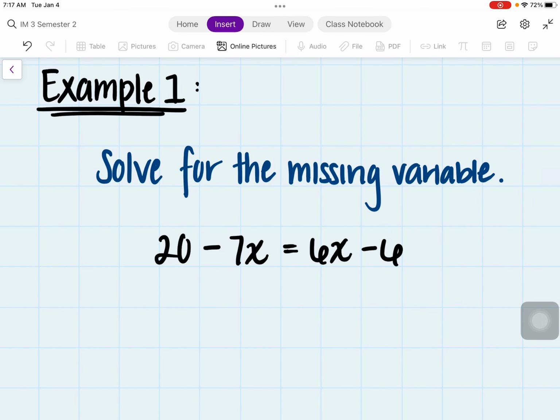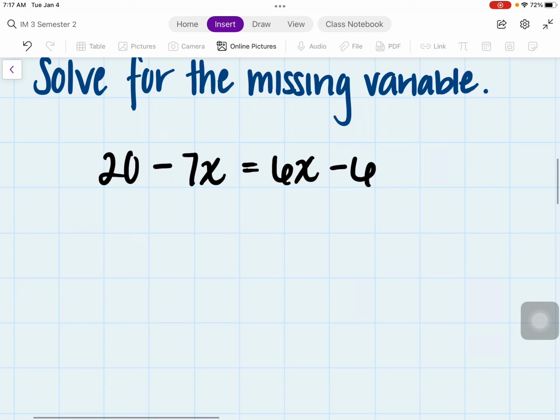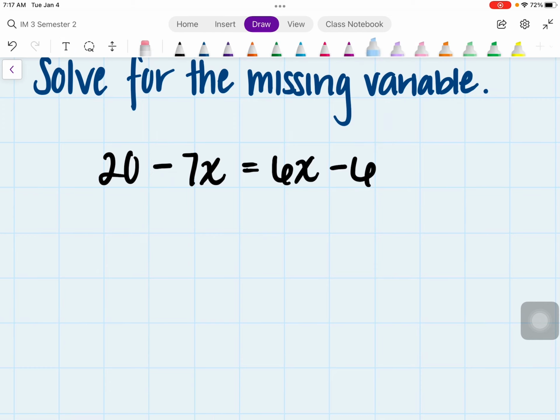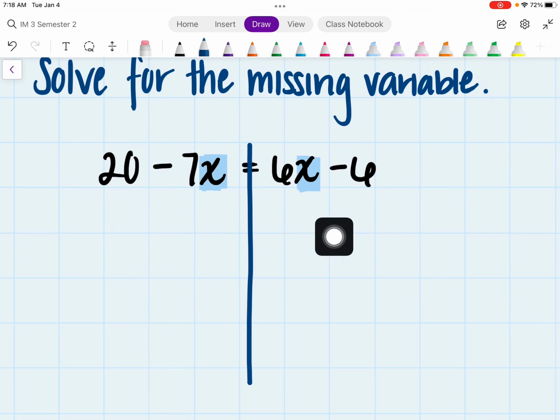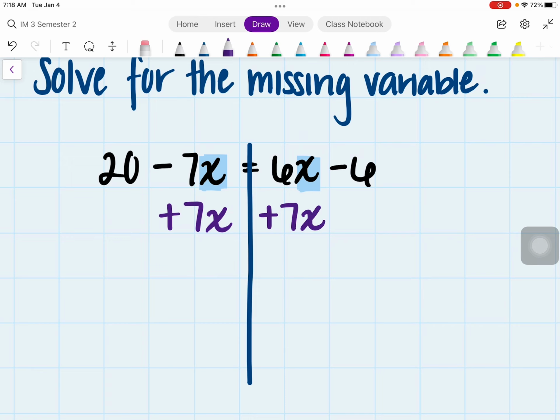So in this case, guys, the goal here is to solve for the missing variable. Our missing variable here is x. So the goal is to move all variables to one side, numbers to the other. It really doesn't matter which one I decide to move. It's going to be the same thing. So I could decide to move the 7x to the other side. I could do plus 7x on both sides. You could have also subtracted the 6x. It's the same thing. So these cancel.